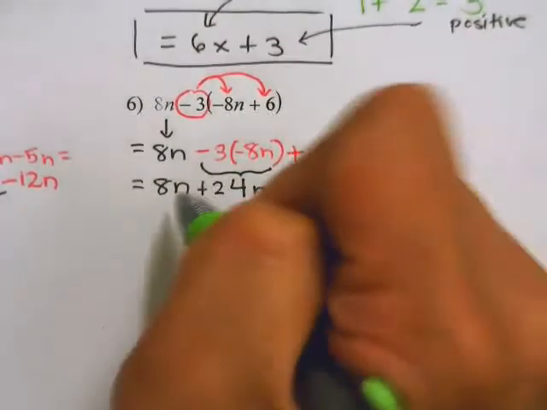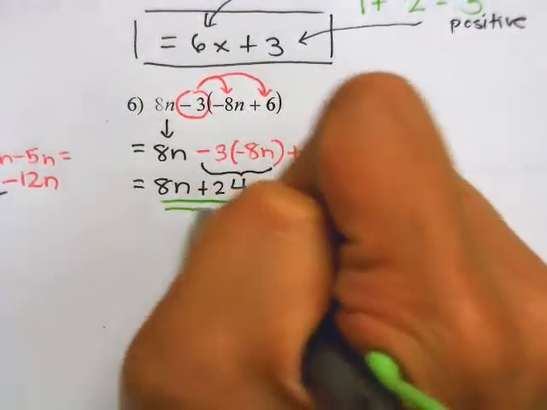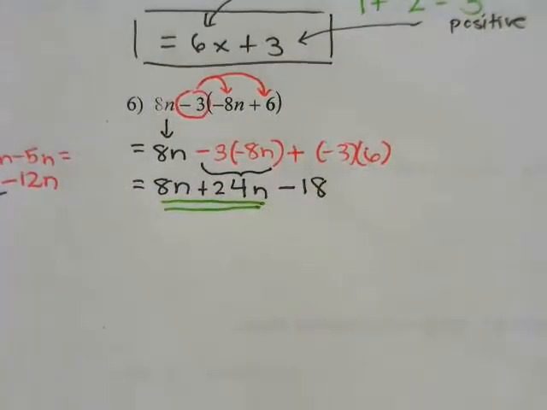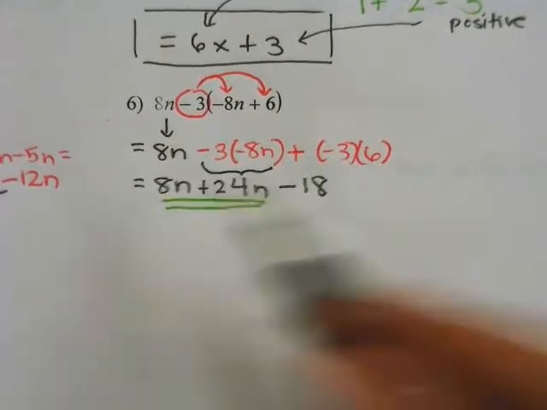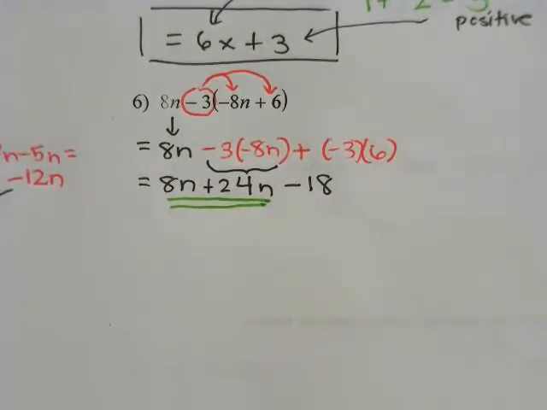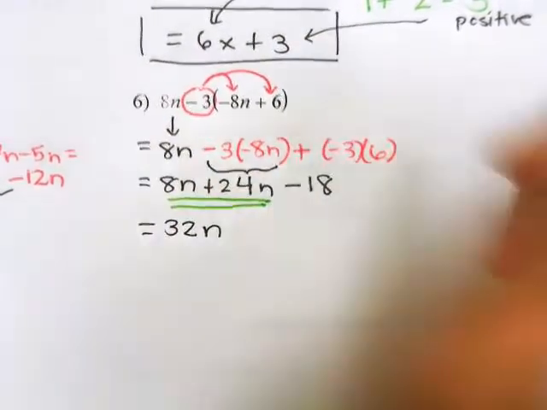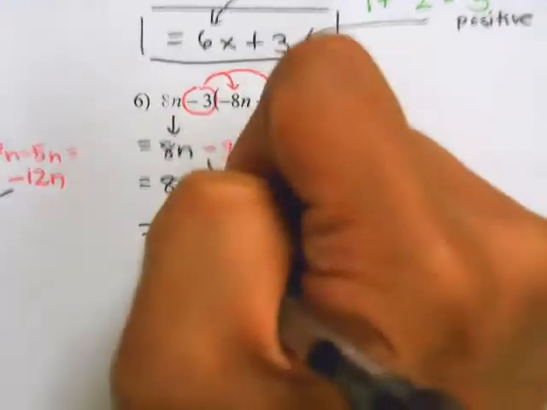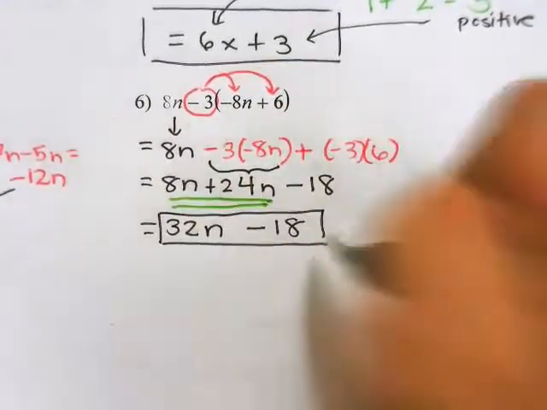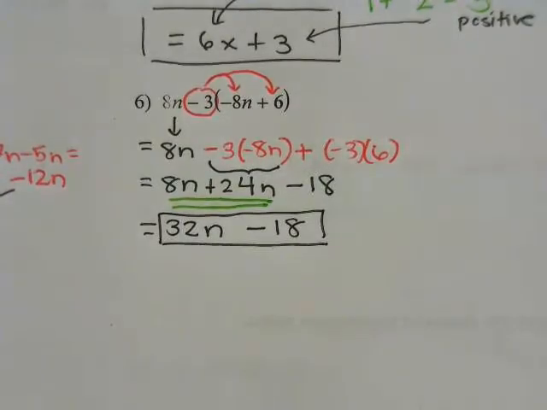I'm going to circle or underline the like terms, and I think these are the only like terms that we have. This is now strictly addition, 8n plus 24n. And 8 plus 24 is going to be 32, so 32n. And then minus 18, which didn't have a like term. We're just going to leave it like that.